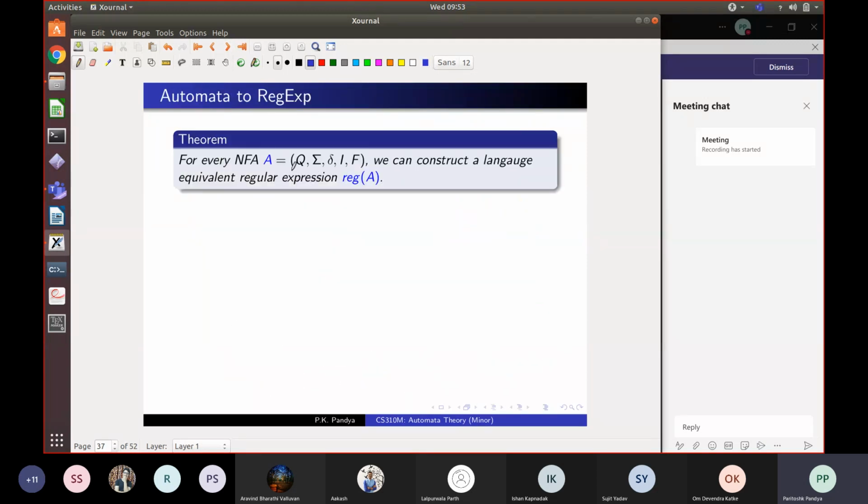Somebody asked last time about the converse. That is, we know that every language which is denoted by a regular expression is recognized by some finite automaton. What about the converse? And here we prove the converse. For every non-deterministic finite automaton A, we can construct a language equivalent regular expression reg A. That is, for a given A, we can construct a regular expression called reg A such that the language of A is equal to the language of reg A. That is what I mean by language equivalent. This is the reverse construction.